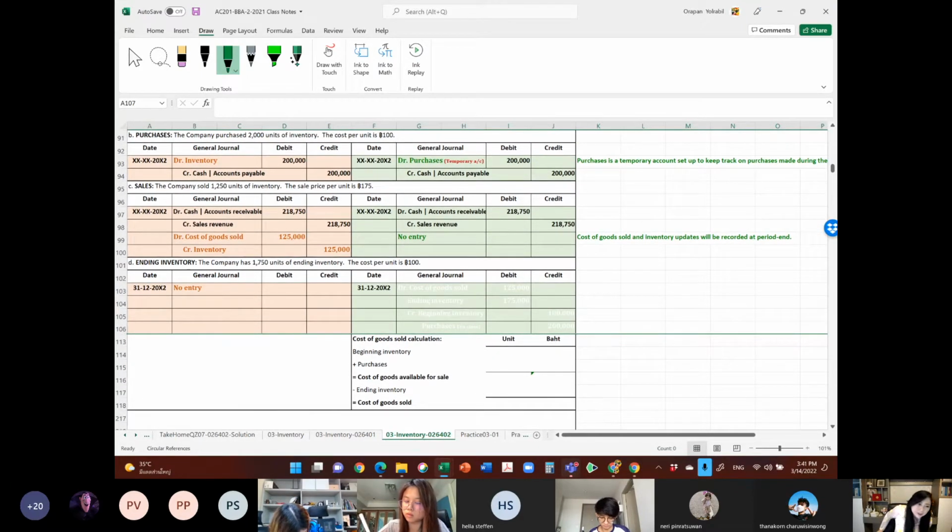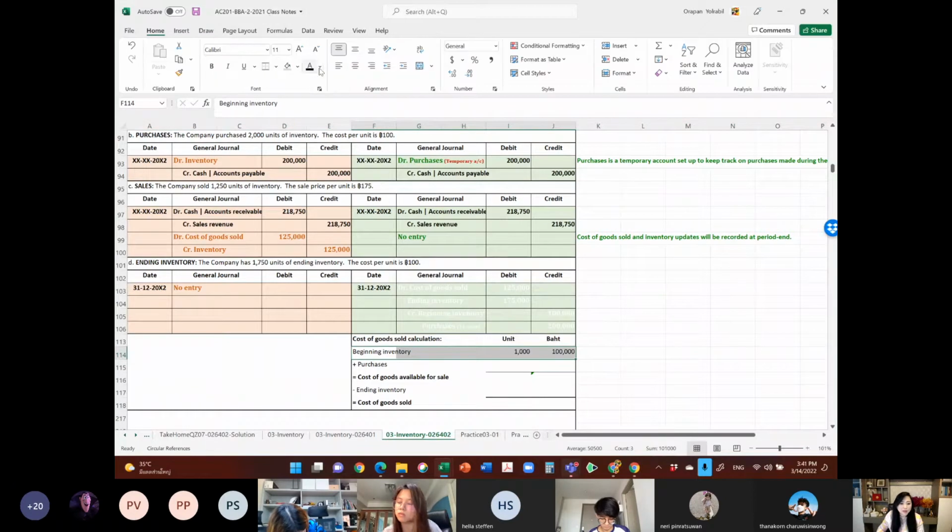Okay. So over here, what you need to do is you need to do this calculation first, right? The beginning inventory is 1,000 units and the unit cost is 100. So it's altogether 100,000. And you buy 2,000 units more. And again, the unit cost is 100. So the amount here is 200,000. So over here, you have 3,000 units that are available for sale. And the total cost of goods available for sale is 300,000. Okay.